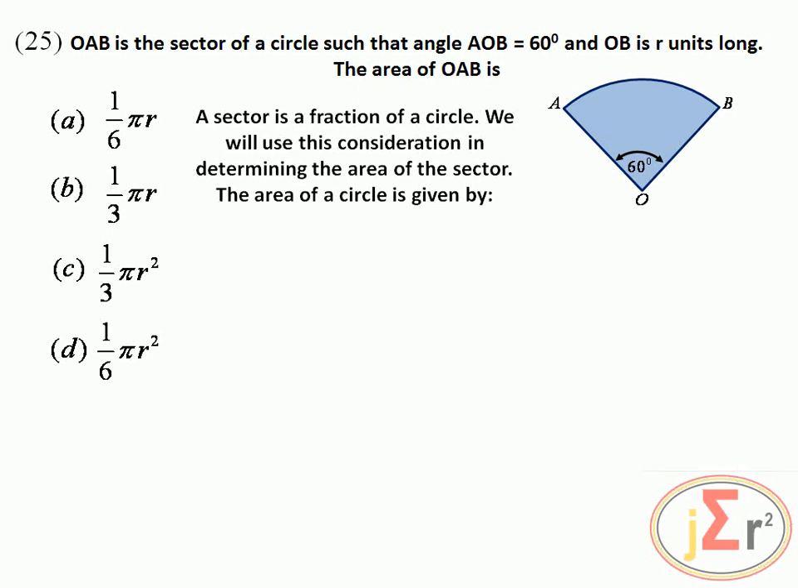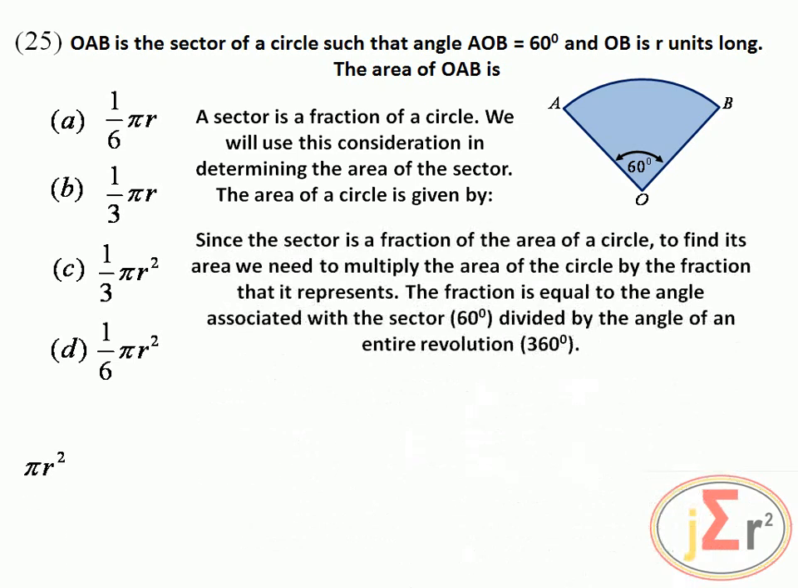The area of a circle is given by pi r squared. Since the sector is a fraction of the area of the circle, to find its area, we need to multiply the area of the circle by the fraction that it represents. The fraction is equal to the angle associated with the sector, which is 60 degrees, divided by the angle of an entire revolution, which is 360 degrees. So we have the fraction represented by the angle representing the sector, and of course the angle representing the entire revolution or the entire circle.